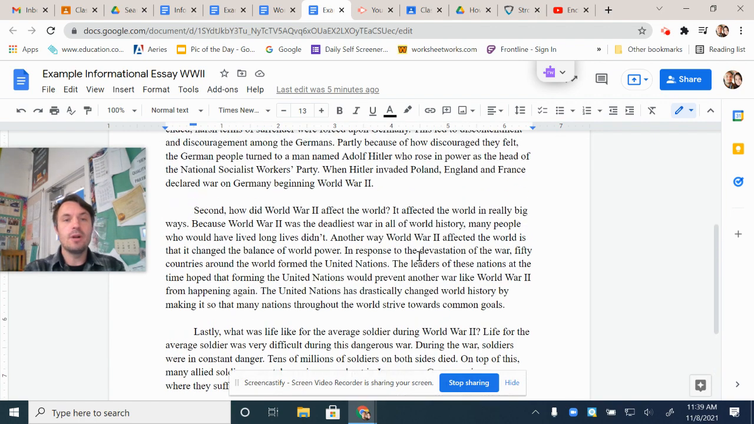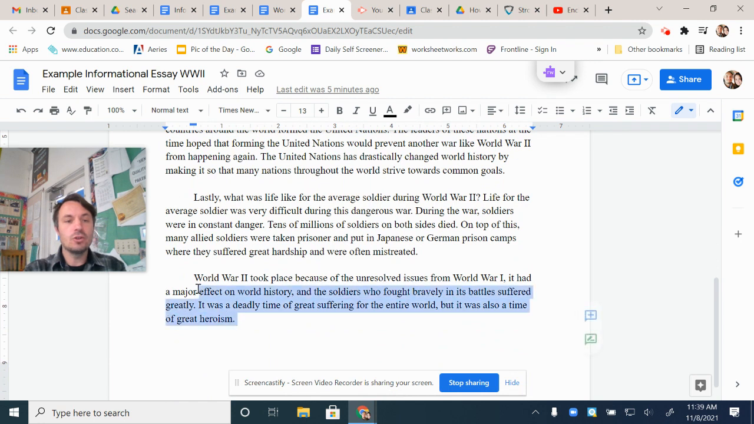Okay, so those are the three main body paragraphs. And then this is my conclusion paragraph. Its job is to just restate my main topic and my three main ideas. World War II took place because of the unresolved issues from World War I. It had a major effect on world history, and the soldiers who fought bravely in its battles suffered greatly. It was a deadly time of great suffering for the entire world, but it was also a time of great heroism. So that last paragraph restates my topic, it restates my three main ideas, but in different words, and it just kind of wraps up the entire essay.